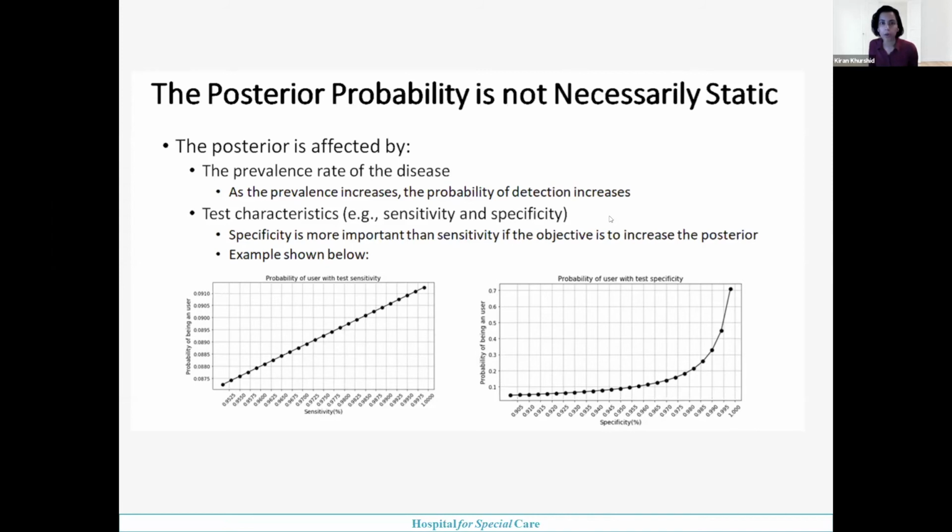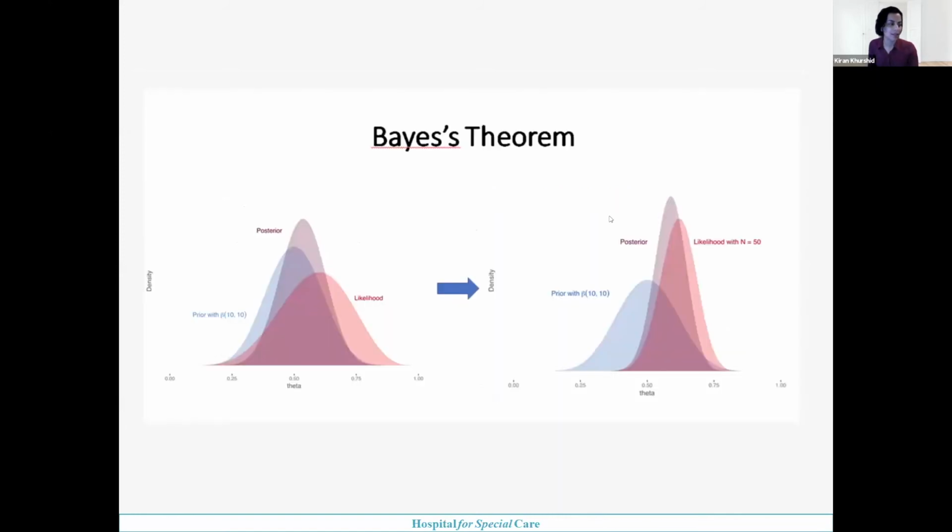In general, though, specificity is more important than sensitivity. You want to be able to correctly categorize those who don't have it. The last thing I wanted to mention is that this graph is showing how things can change.